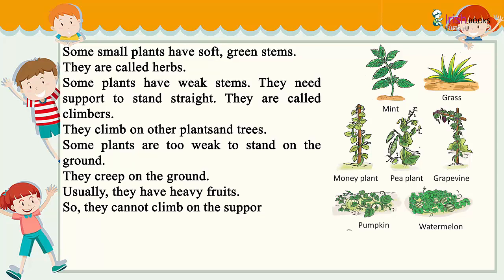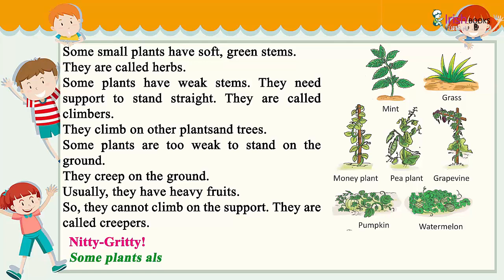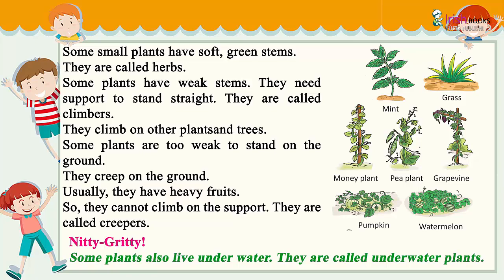Some plants are too weak to stand on the ground. They creep on the ground. Usually they have heavy fruits, so they cannot climb on the support. They are called creepers. Pumpkin, watermelon. Nitty-gritty. Some plants also live underwater. They are called underwater plants.